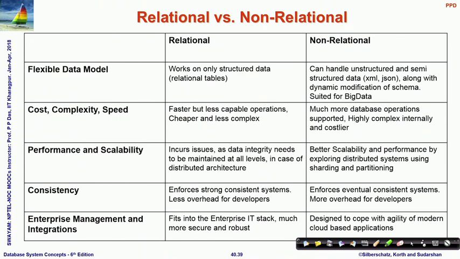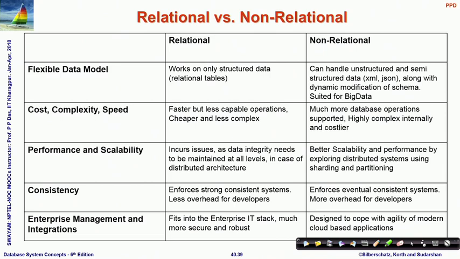Performance and scalability, certainly non-relational ones need to be better scalable. Consistency, you have very strict consistency rules in relational, but in non-relational you use some kind of eventually consistent system. So, maybe not always, not everything is consistent in that way.